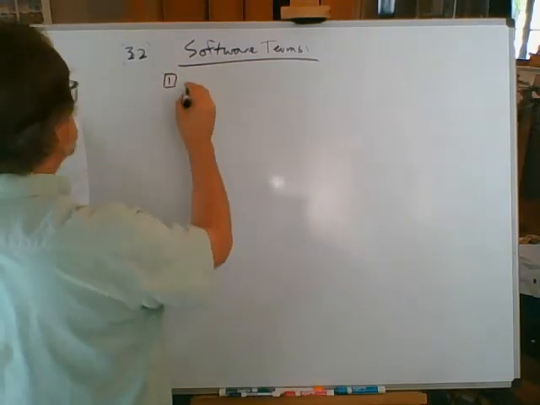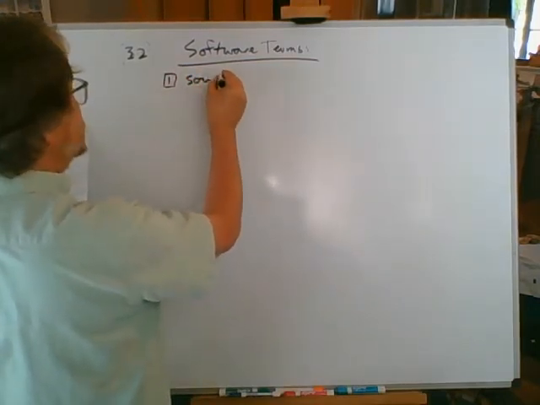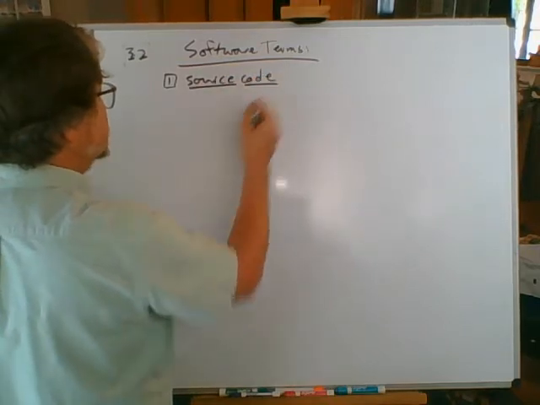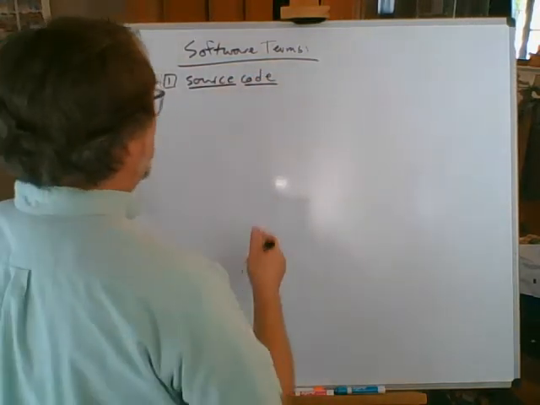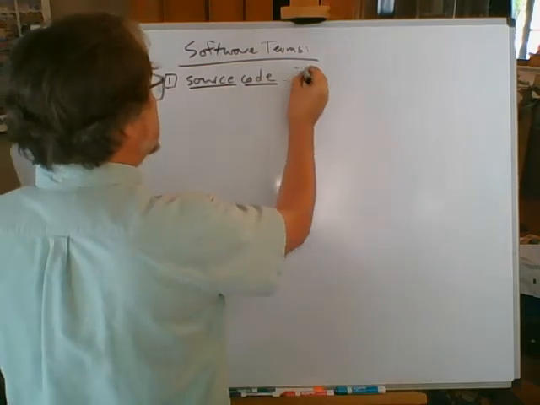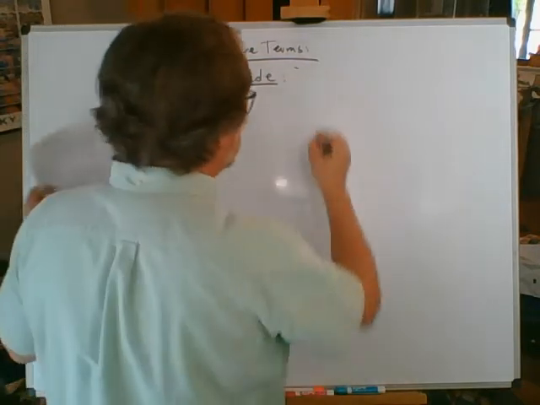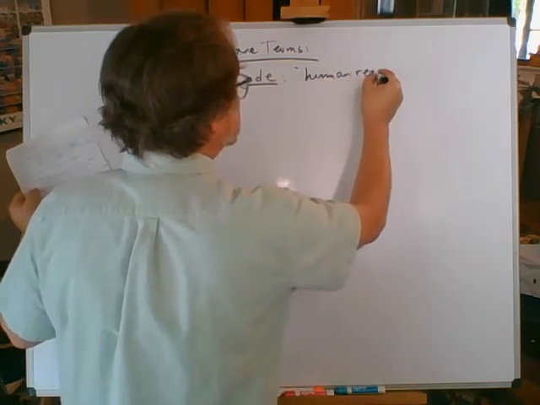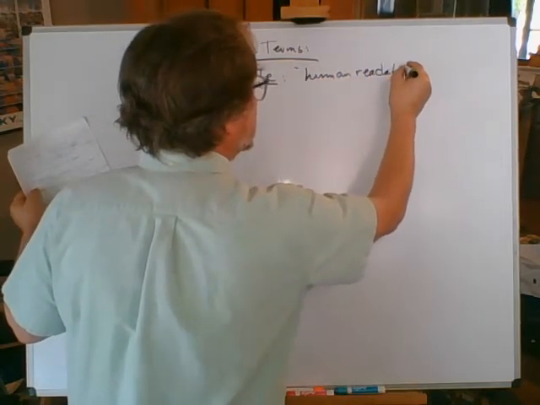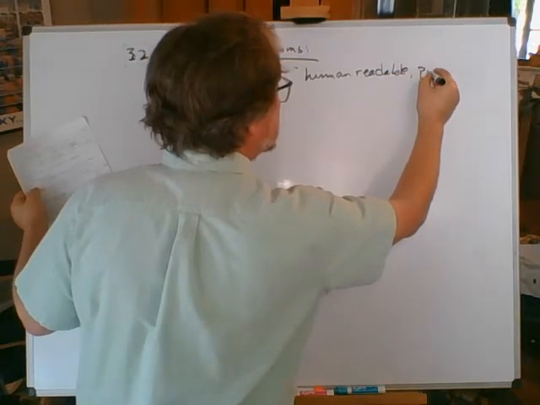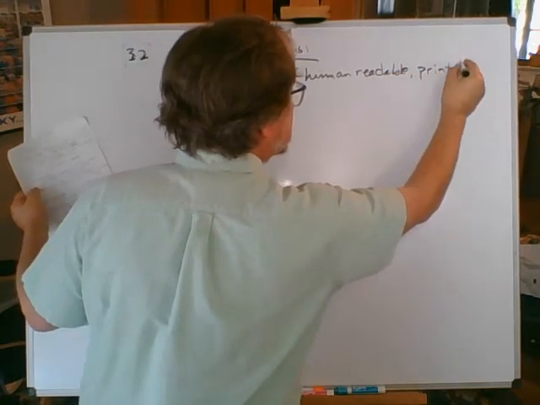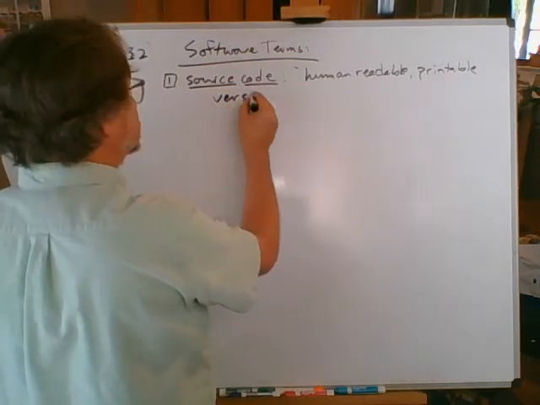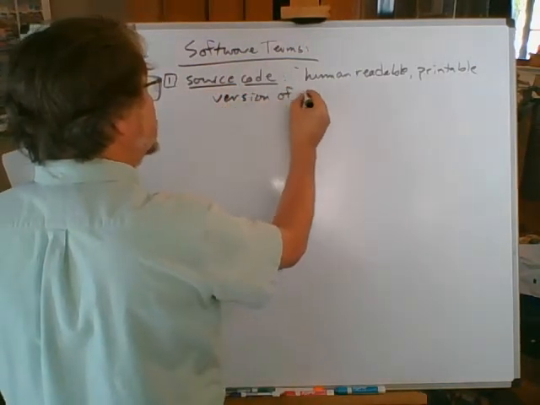Box number 1 was the source code. S-O-U-R-C-E, code, if you can't read my handwriting, source, from the source. And just some bullet points about this. Bullet point number 1, this is a human readable, printable, P-R-I-N-T-A-B-L-E, printable version of a program.